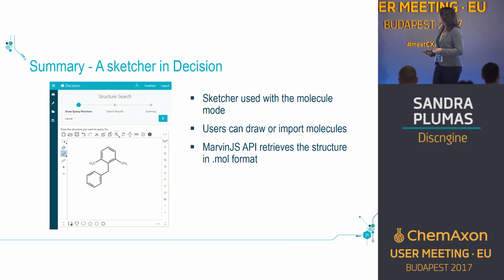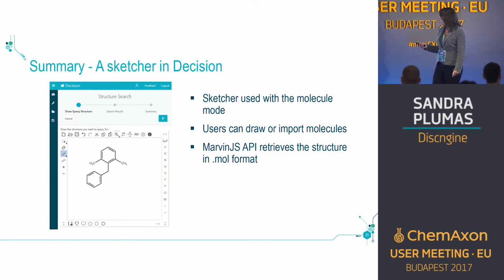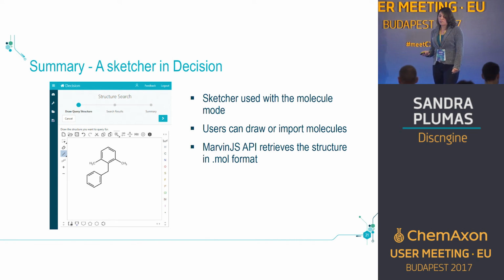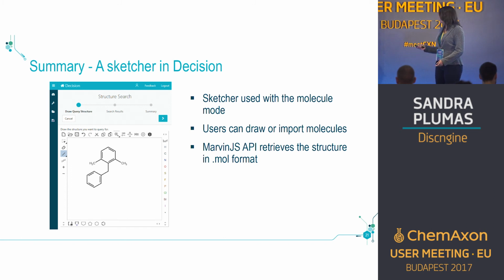This is the implementation of Marvin JS in the decision at the cosmetic company in the feature to search for substructure in their corporate databases. So the sketcher is used with the molecule mode. So the user can draw or import a molecule, and there are many features to edit the molecule. So when the user presses the next button, a call is made to the Marvin JS API, and the structure is retrieved in MOL format in order to be processed.